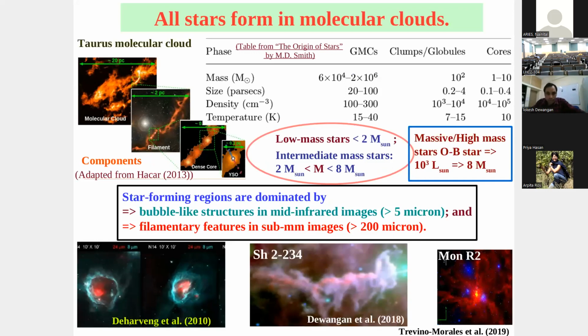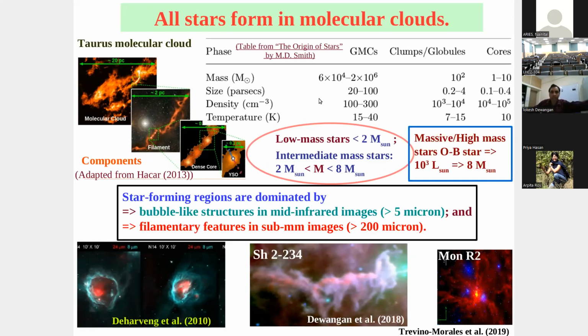So in general, we know all the stars form in molecular clouds. Gravity is one of the principal sources for the formation of stars. If you look at any molecular cloud, you have different components. The molecular cloud is a bigger component, then you have a filamentary structure, clump, then you have a core, and then you have young stellar sources or infrared excess sources within those cores. Some typical parameters of these different entities are listed here.